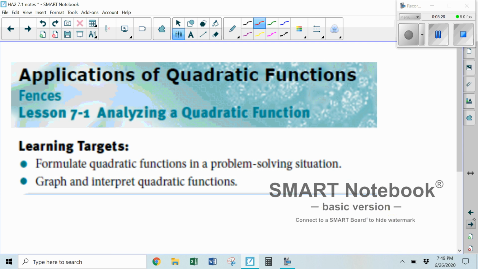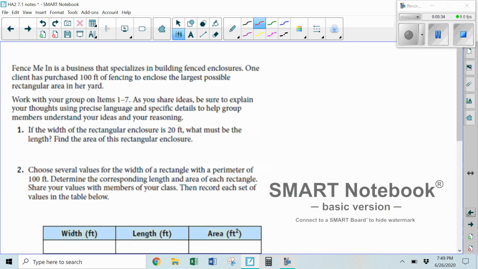So let's go ahead and go there. It says, Fence Me In is a business that specializes in building fenced enclosures. One client has purchased 100 feet of fencing to enclose the largest possible rectangular area in her yard. Work with your groups in item 1 through 7. As you share your ideas, be sure to explain your thoughts using precise language and specific detail to help the group members understand your ideas and your reasoning. We're not really going to do that.